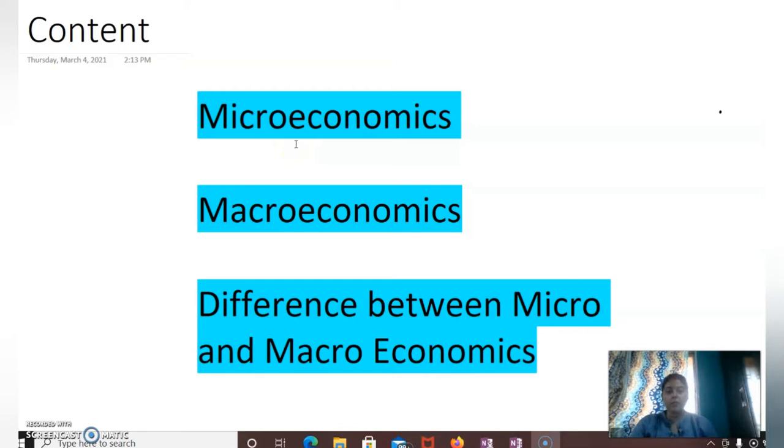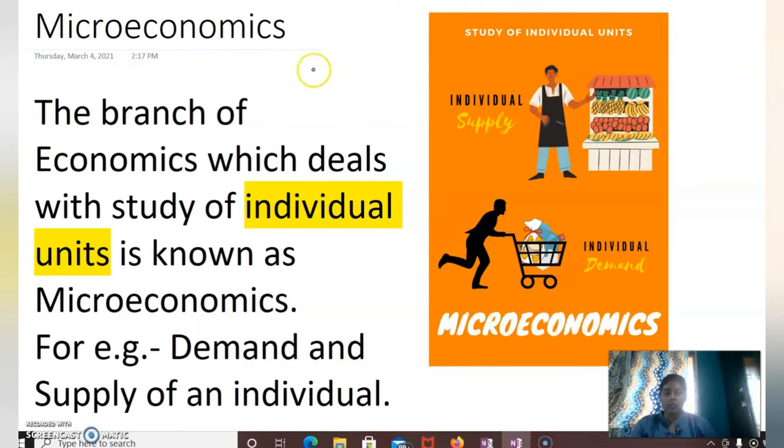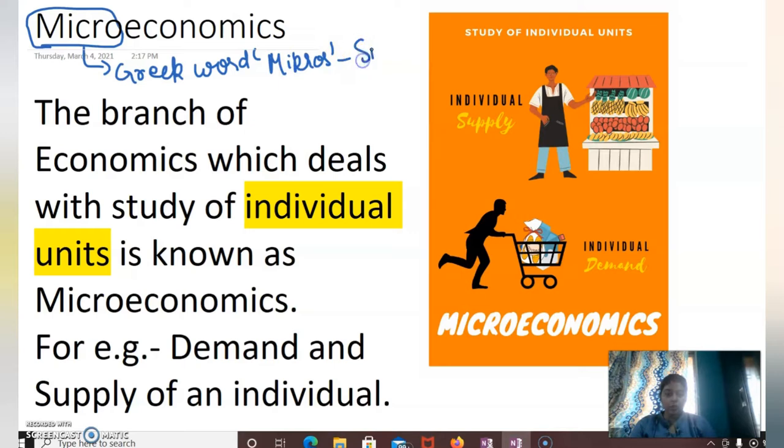So let's get started. In this video, we will be covering what is microeconomics, what is macroeconomics, and what are the differences between micro and macro. In microeconomics, first we will know where this word micro has come from. This micro word has been taken from a Greek word, micros, that means small.